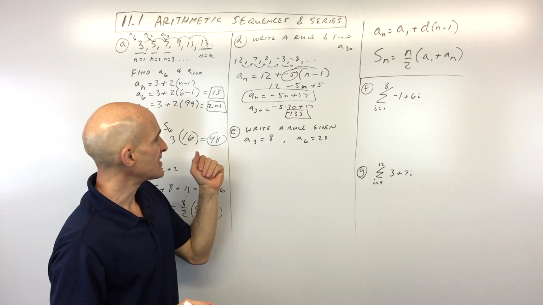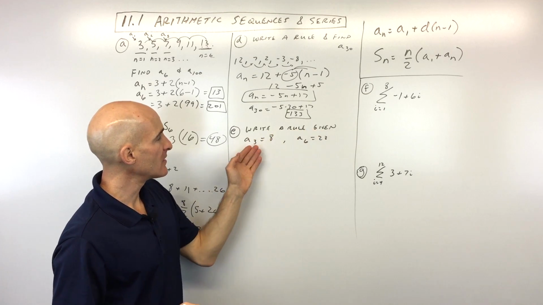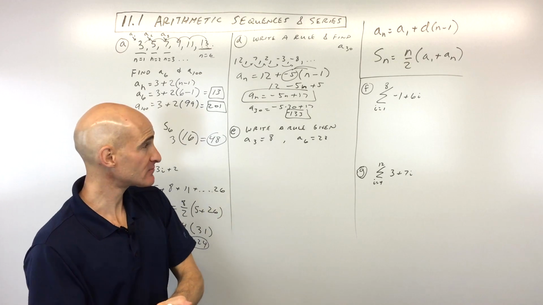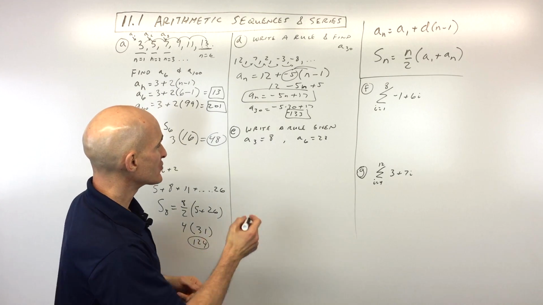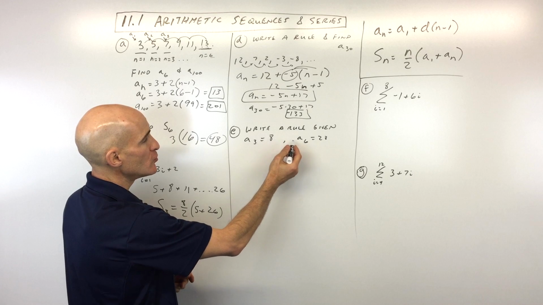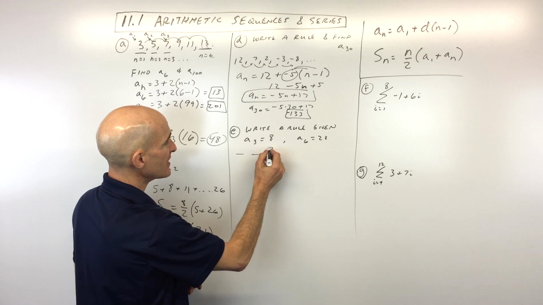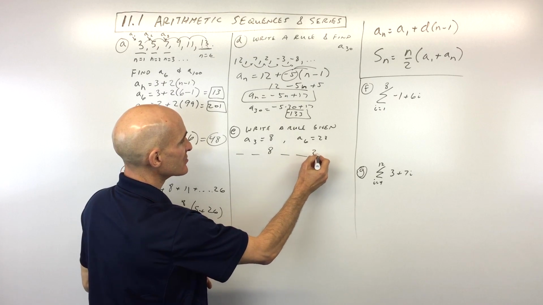Okay, let's look at example E here. It says write a rule given that the third term is 8 and the sixth term is 23. Okay, so this is very interesting. We've got 2 pieces of information about this sequence. The third term is 8, the sixth term is 23.